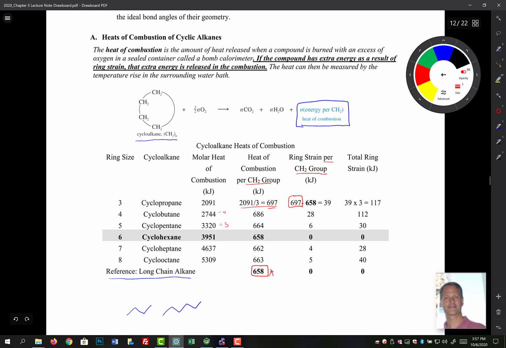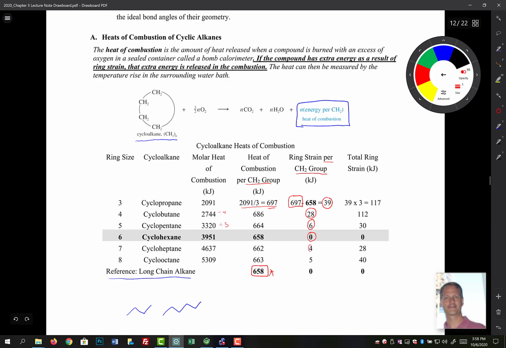So here's where things get kind of interesting. We'll start off with 39 for cyclopropane. It falls down to 28, so it's getting smaller. Down here with cyclopentane, it's 6, right? And then cyclohexane gives us 0. So cyclohexane is special. It has a ring strain per CH2 that's similar, in fact almost identical, in this case, to our long chain alkane.